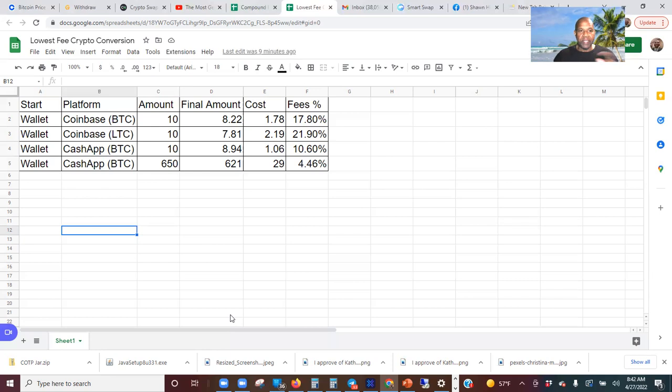Because if you think about it, at $650, let's just round it off and say that would have been 10%, that would have been almost $65. I would have ended up having less than $600. That could be really expensive, but I really like the fact that, at least in this example, with Cash App, the more I spent, the less the fees were. So that's really important to me.